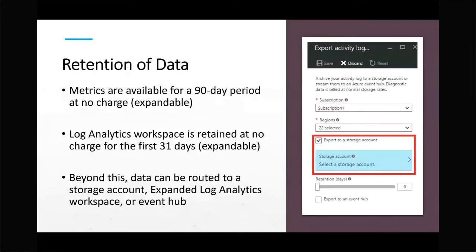And I believe that Microsoft is going through right now a kind of changing the way of how metrics and Metrics Explorer and Azure Monitor in general, what you get by default. But at least to date, it was a 90-day period at no charge, and that is expandable. Obviously, it is expandable by porting it to that Log Analytics workspace, as I just mentioned.